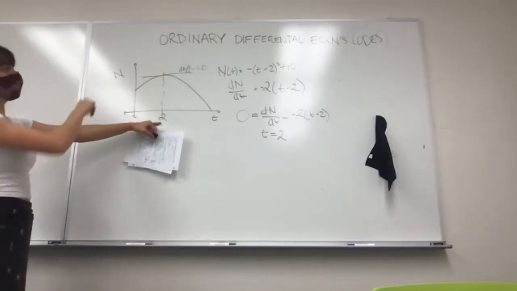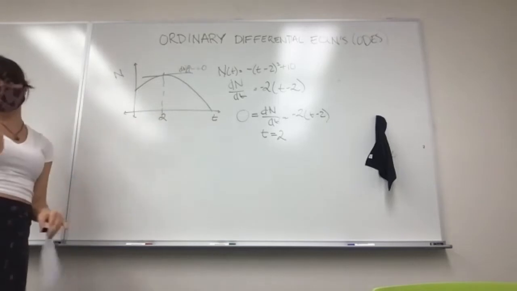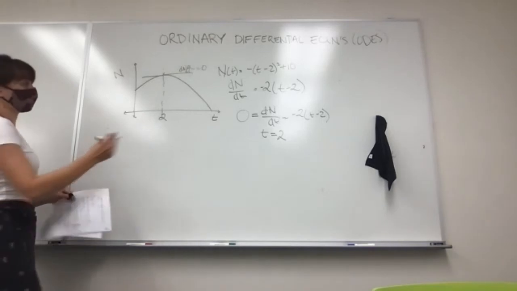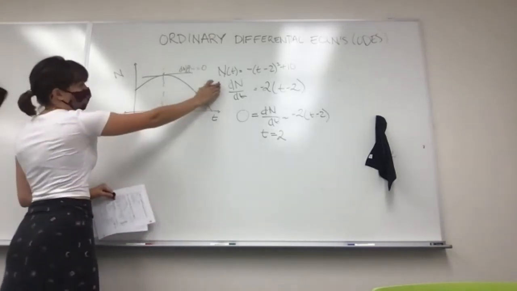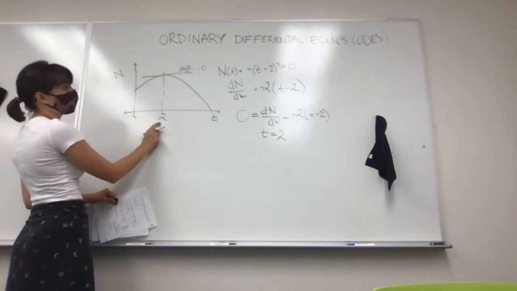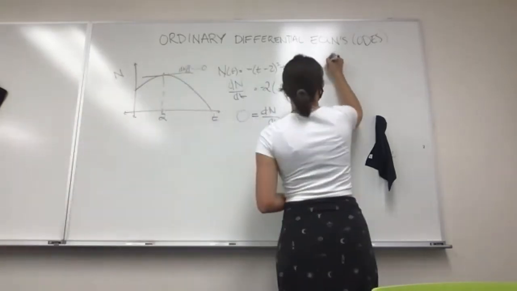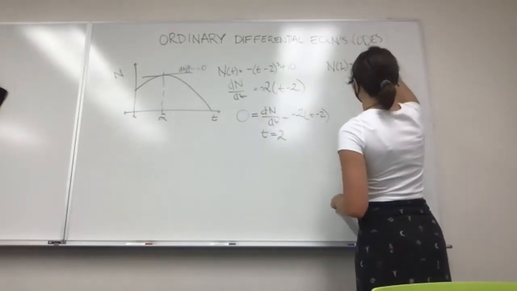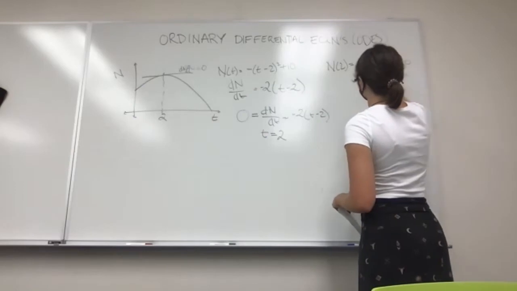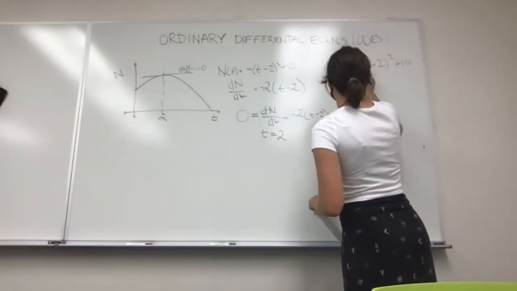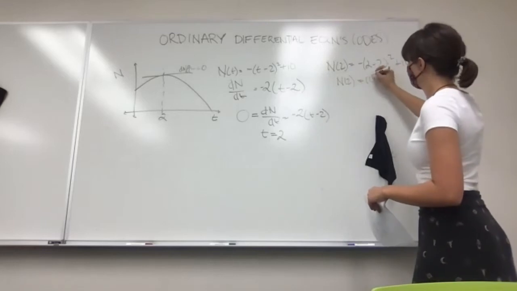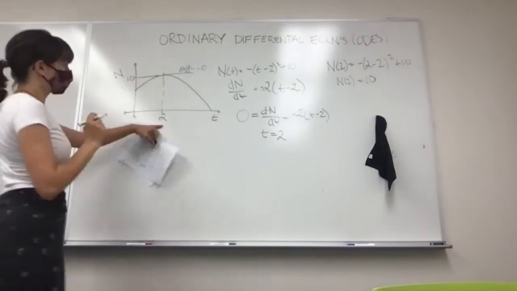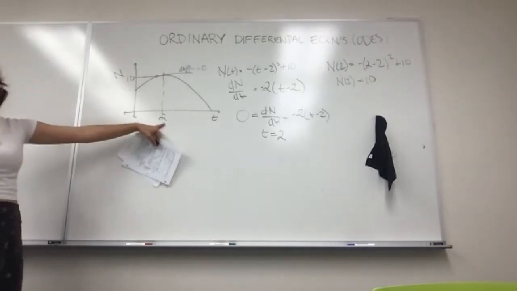And we can also find the value of n at that point as well. So we know what time and what population size our system is constant at. So we can just say, okay, we started with our original equation. We know t equals 2, the population is unchanging. So we can say n of 2 is negative, 2 minus 2 squared plus 10. So it's equal to 10. So we know that at (2, 10), if we stayed exactly at that point, nothing would happen.